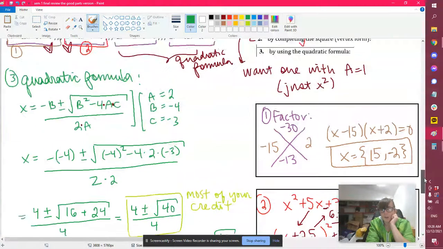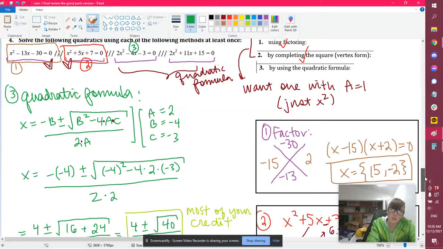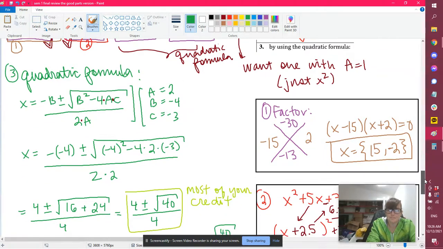Nice. The last one would look similar to this. We would just plug in 2 for a, 11 for b, 15 for c, and go.